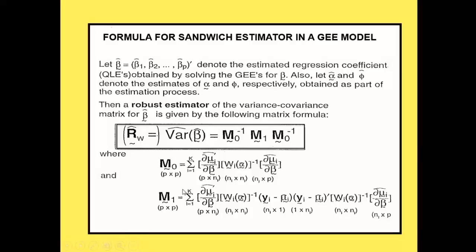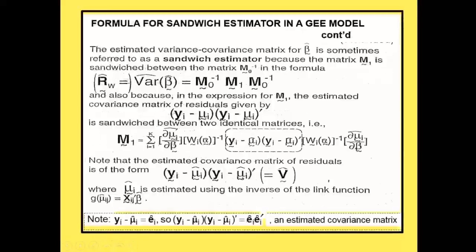Now look at M1, which is the matrix in the middle. In fact, I'm going to put M1 up on the next slide. Here's M1 again. This is the formula, and this is what M1 is. Now you notice this formula for M1 involves not only the W, the working correlation structure, it involves this additional term. That's how M1 differs from M0, okay?